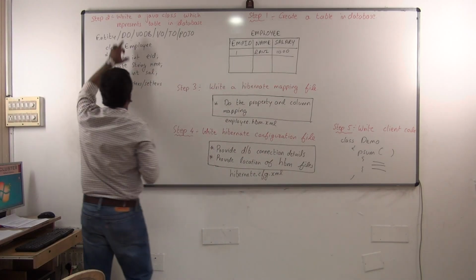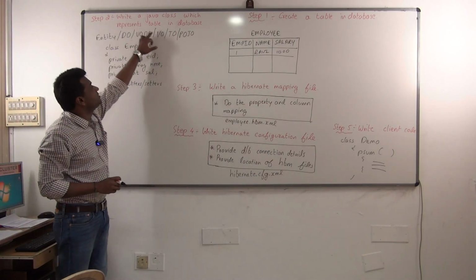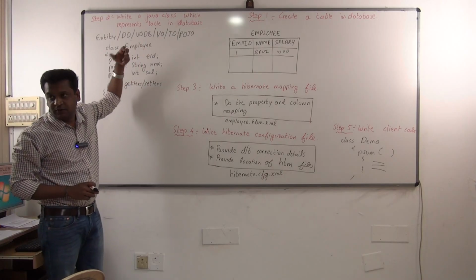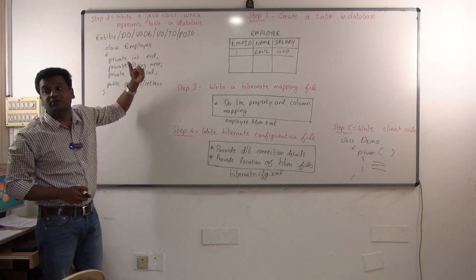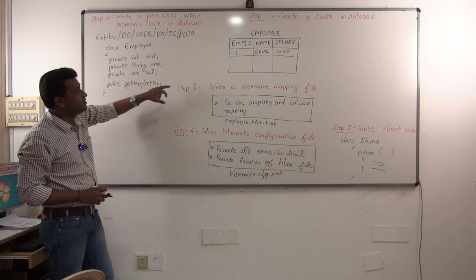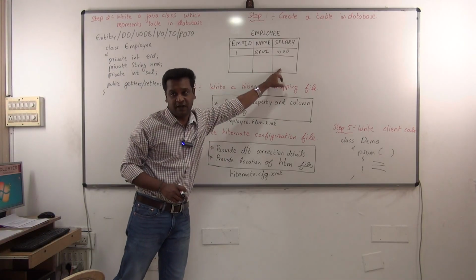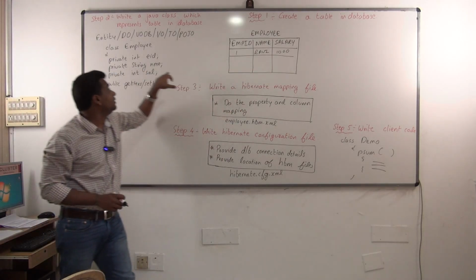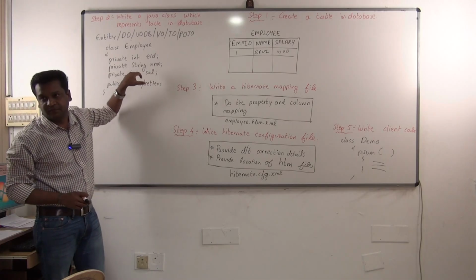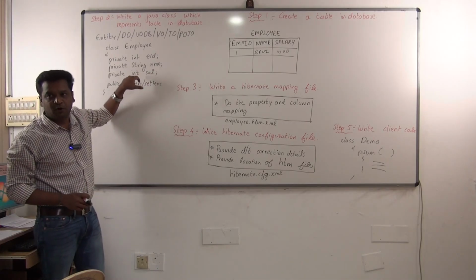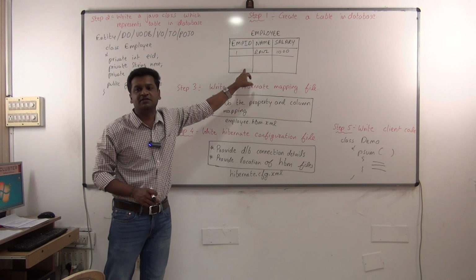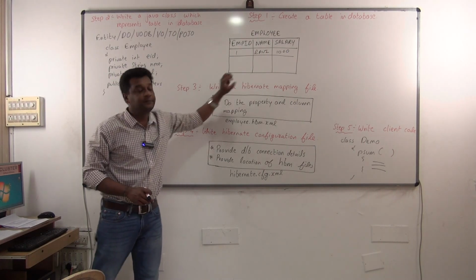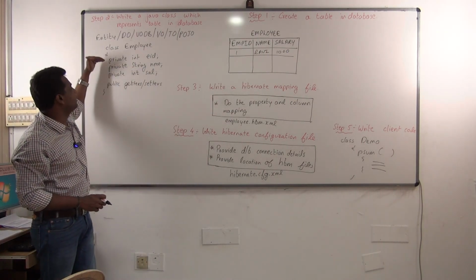After creating the table, next, step 2. What do you have to do? Write a Java class which represents the table in the database. That means however many columns you have in the table, that many properties you should have here. In Java we call these properties, and in the database we call them columns. Clear? So these become the properties.